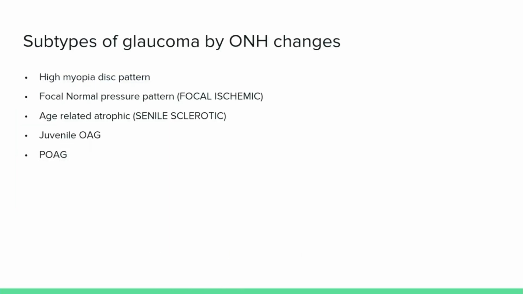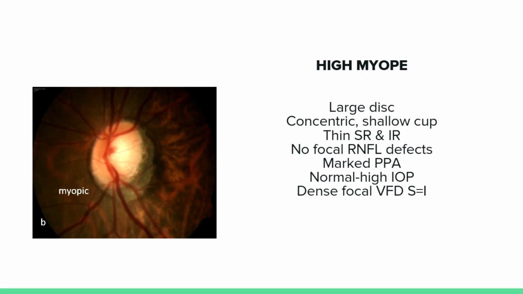Now, moving on to the subtypes of glaucoma by optic nerve head changes. There are 5 types: high myopic disc pattern, focal normal pressure pattern, also known as focal ischemic pattern, age-related atrophic or senile sclerotic, juvenile open angle, and primary open angle. Now in high myopic disc pattern, you can see a large disc with a concentric and shallow cup, thin superior rim and inferior rim, no focal retinal nerve fiber defects, but there is marked PPA, as you can see, marked peripapillary atrophy.